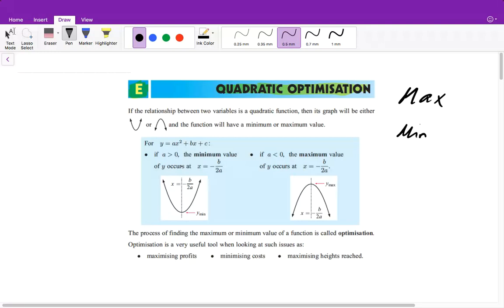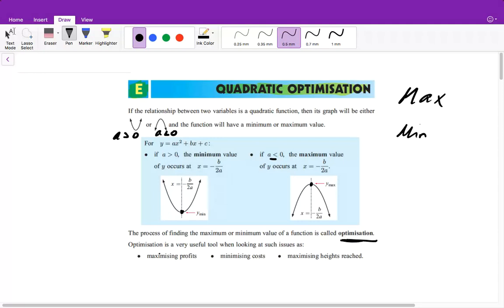So although the last couple of videos have been a little bit longer, 12 minutes and 18 minutes, this one should be pretty short. Remember, we can tell if a graph is facing up if our a is greater than 0, positive, or facing down if our a is less than 0, negative. When our a is positive, we have a minimum value at our vertex, the y value of our vertex. When we have a negative a, we have a maximum value at the y value of our vertex. The process of finding the maximum or minimum value of a function is called optimization.